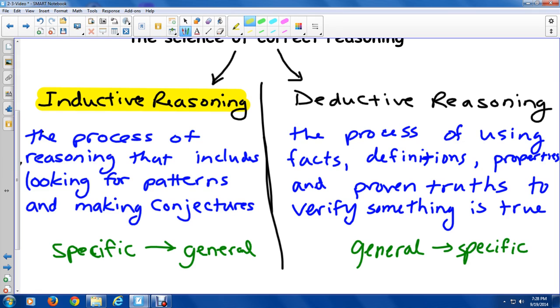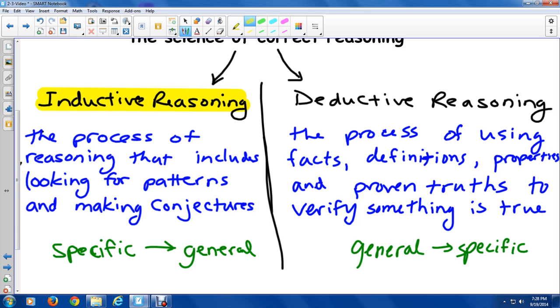This is what we use when we complete patterns. You started this in kindergarten when you had a circle, a triangle, a square, a circle, triangle, square, a circle, triangle, and the teacher said, "What's next?" And you said a square, because you saw a pattern, you saw it repeating, and you made a general conclusion that the square always has to follow the triangle because that's what you observed.